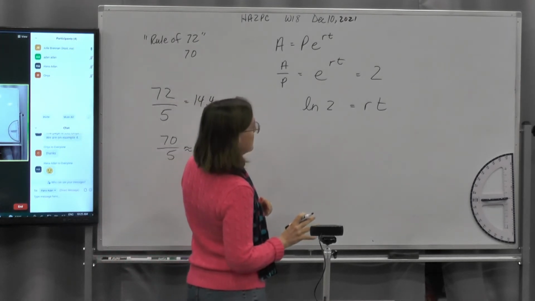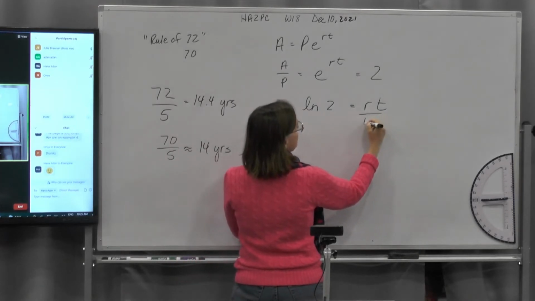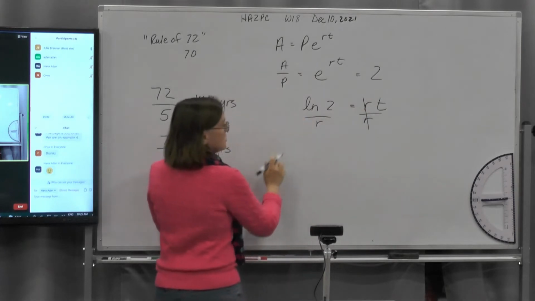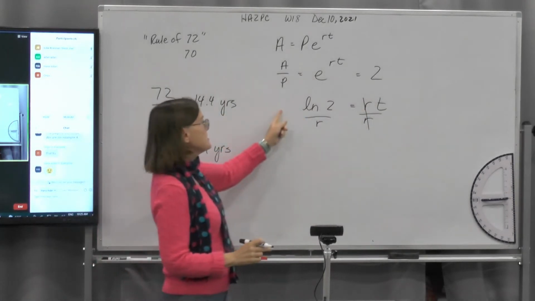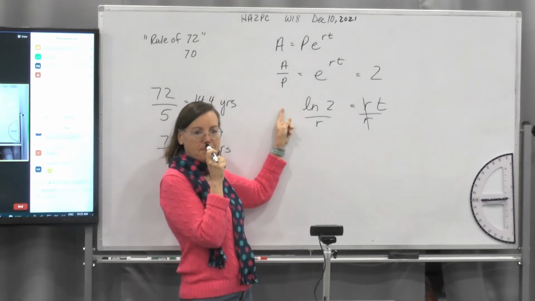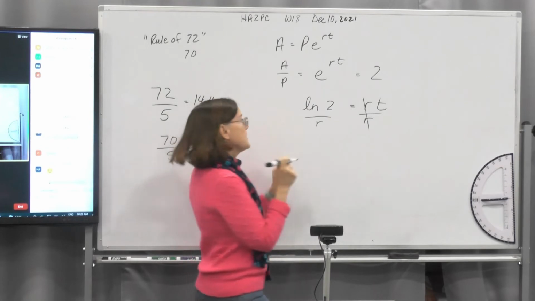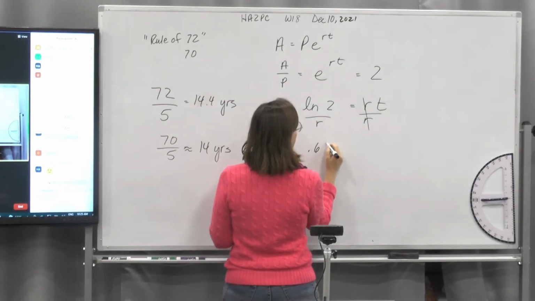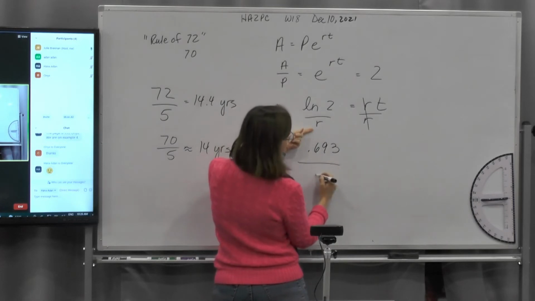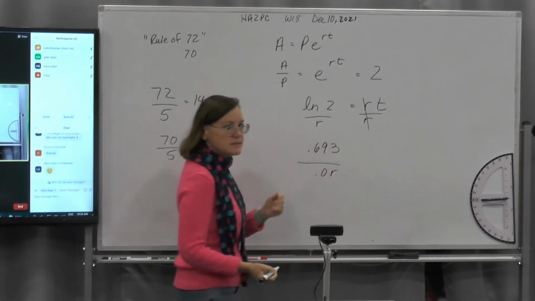Well, the rate's the same, right? Let me show you something. Time is going to equal the natural log of 2 divided by the rate. What's the natural log of 2? 0.693. And the rate is in decimal, so 0.0 whatever that rate is.